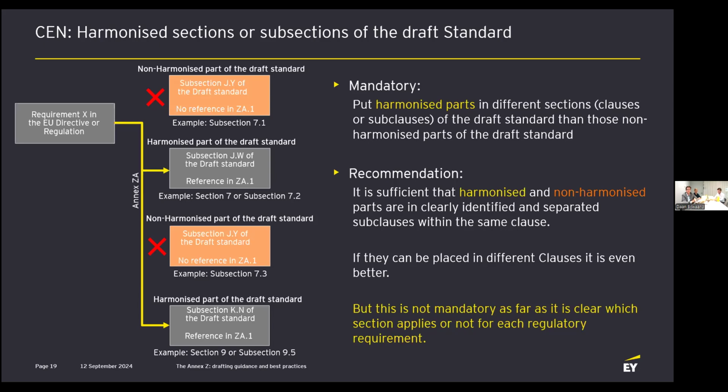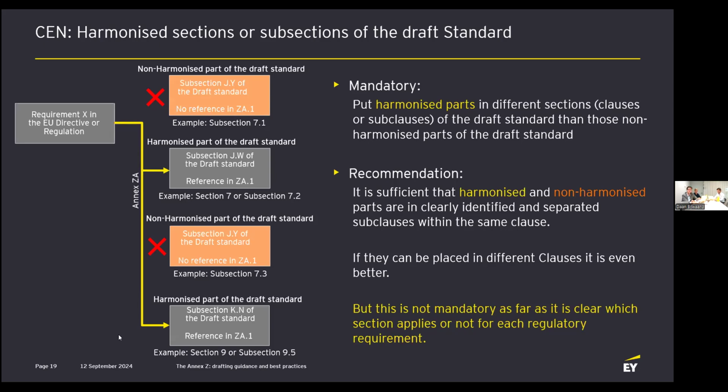So if you want your standard to have a good assessment, it has to be very clear which part is harmonized and which part is not harmonized. And that's why we are drafting the Annex ZA, in fact, to identify which parts are harmonized and non-harmonized. This means which parts are really addressing the essential requirements. But after what I said that is mandatory, we have a recommendation. It is sufficient that the harmonized and non-harmonized parts are clearly identified and separated.